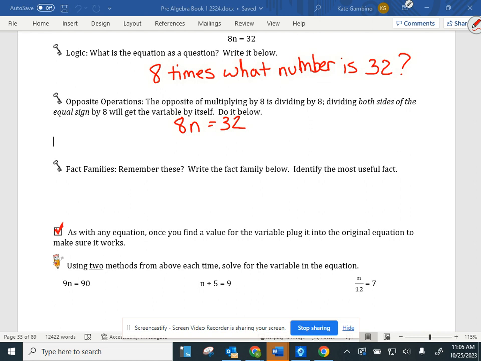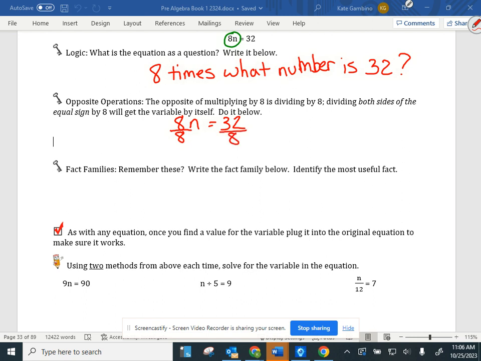So when we have that number right next to the variable, remember it means multiply. We just don't put that multiplication symbol in there, just like with parentheses. When a number is right next to parentheses, it means we're going to multiply by it. So we're going to be seeing stuff like 8n, and we need to know that that means multiply. And we want to get the n by itself. So what's the opposite of multiplying, Grace? Dividing. So we're going to divide both sides by 8.